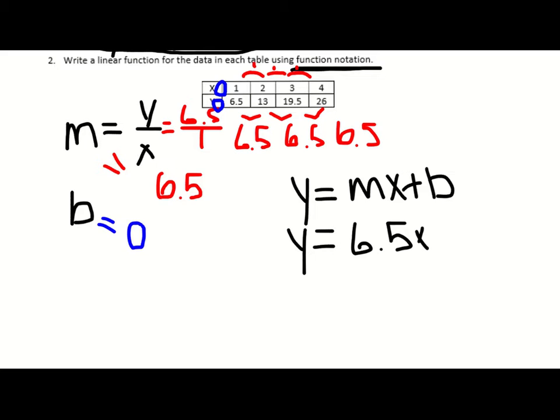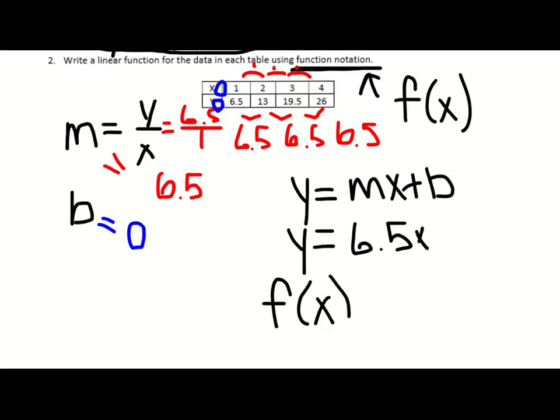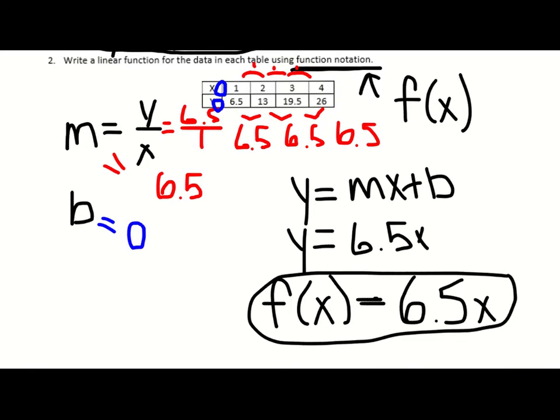Now the key thing of this problem said write it in function notation. Remember, function notation is that f of x instead of y. So the last step here, follow your directions completely. Replace y with f of x to say that this equation is f of x equals 6.5x. That's what we would use as our final answer.